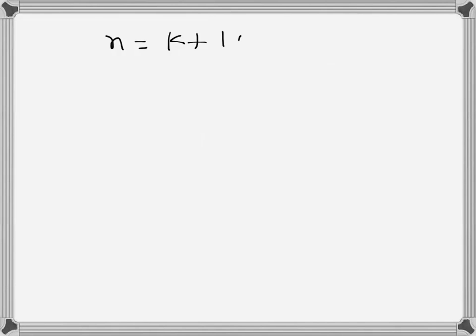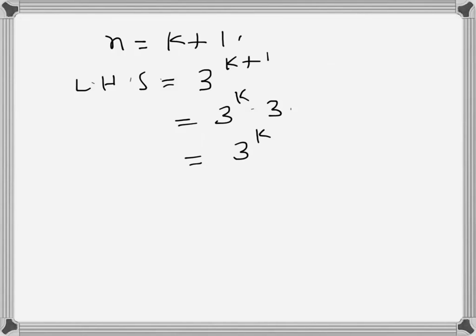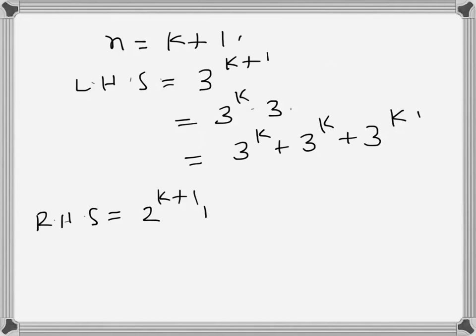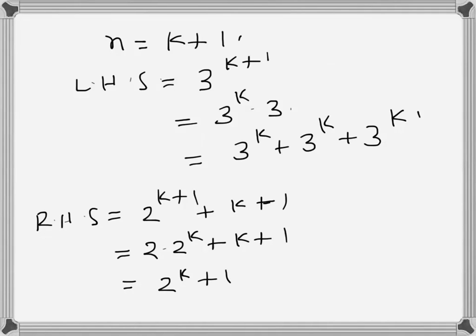So when n is equal to k plus 1, the left side becomes 3 to the power k plus 1, which is basically 3 to the power k times 3. Now this can be written as 3 to the power k plus 3 to the power k plus 3 to the power k. I will just write it like that for the time being. And the right hand side becomes 2 to the power k plus 1, plus k plus 1, because that one was 2 to the power n plus n. So this can be written as 2 times 2 to the power k plus 1. So this becomes 2 to the power k plus another 2 to the power k plus 1.